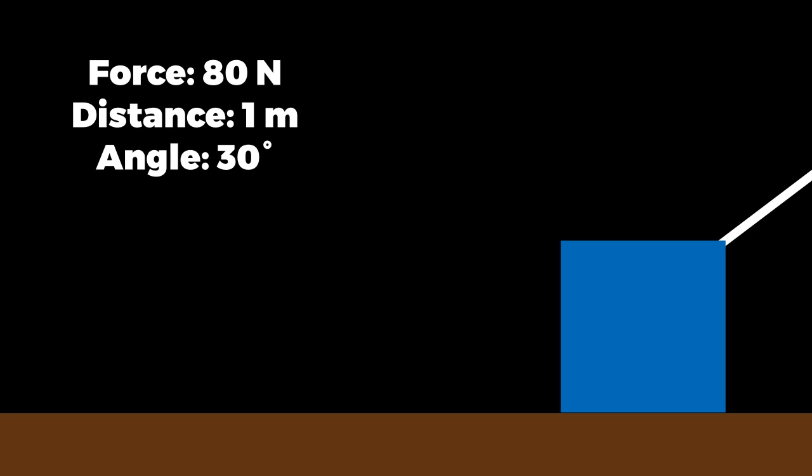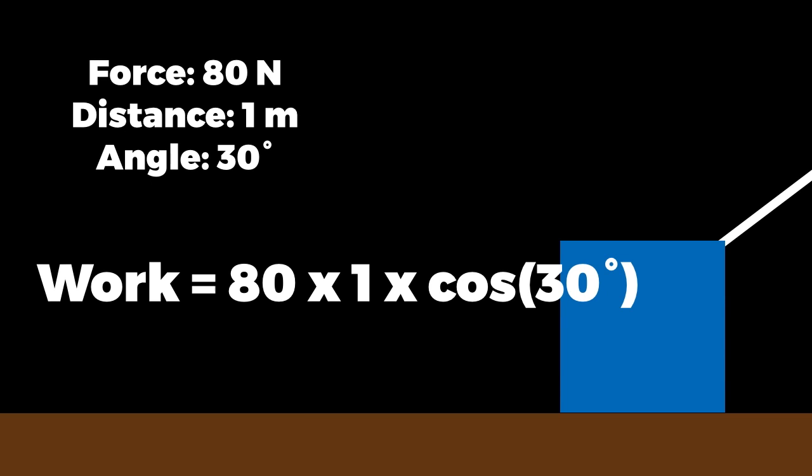Well, we can calculate the work that we have performed on the box just by applying the work formula. And simply that is work equals force times distance times the cosine of the angle. 80 times 1 times cosine 30 degrees, which should give us 69 joules. Now just keep in mind, joules is the unit that we will use for work and for energy.